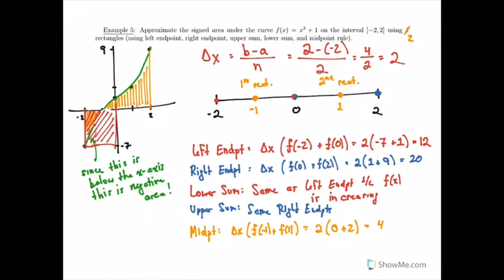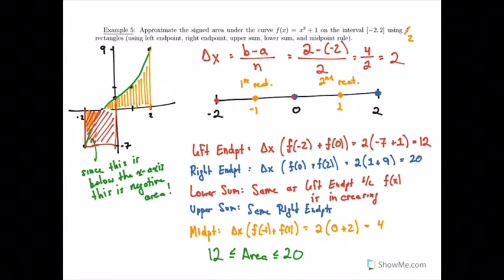All right, in this case, we know that the actual area has to be in between the lower sum and the upper sum, 12 and 20. What that actual value is, we don't know. We're going to figure that out in the next section. We're just getting an approximation of that area.